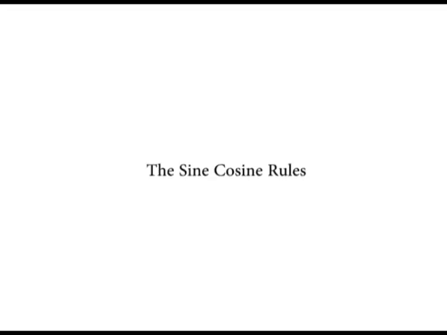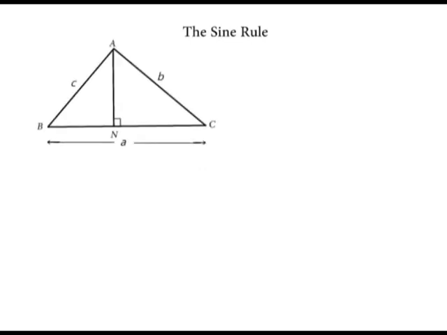Finally, the sine and cosine rules. So far, we know how to use trigonometric ratios to calculate the sides and angles of a right-angled triangle. Trigonometric ratios can be used to calculate sides and angles of any triangle, but the rules are different. Let's start with the sine rule. Now, consider this triangle ABC. Notice the way the sides and vertices are labeled. Side A is the one that is opposite to vertex A. Side B is the one that is opposite to vertex B, and the same goes for C.